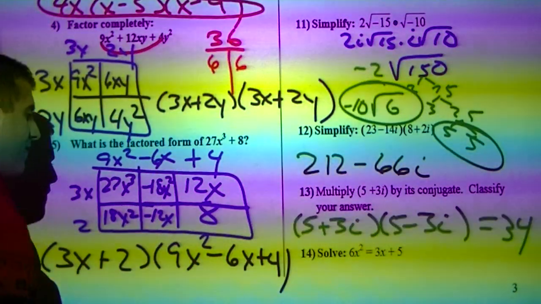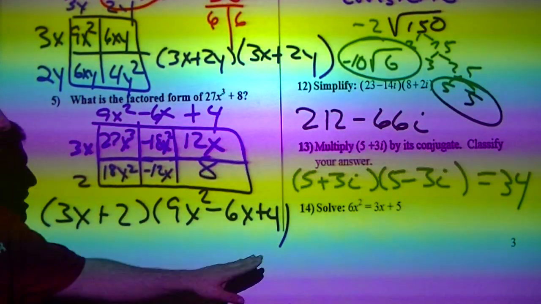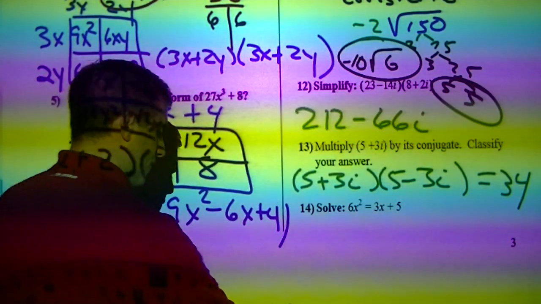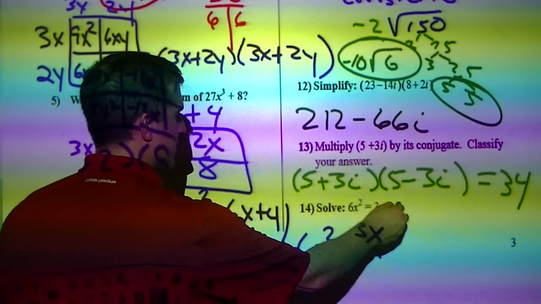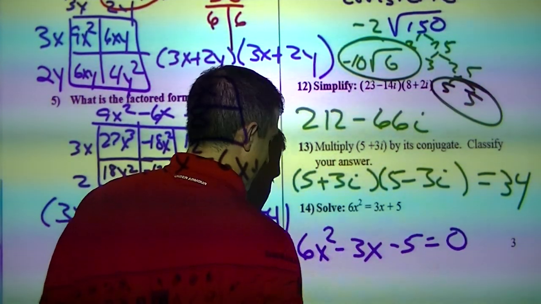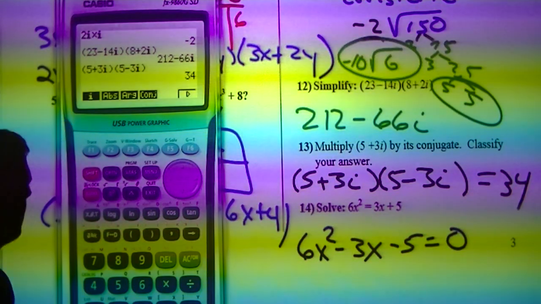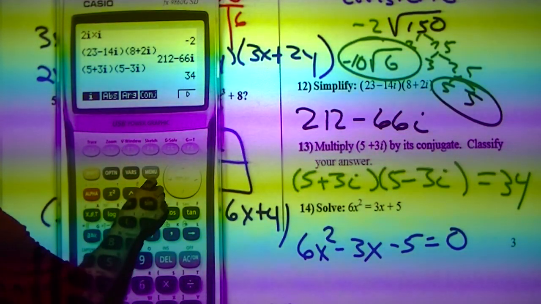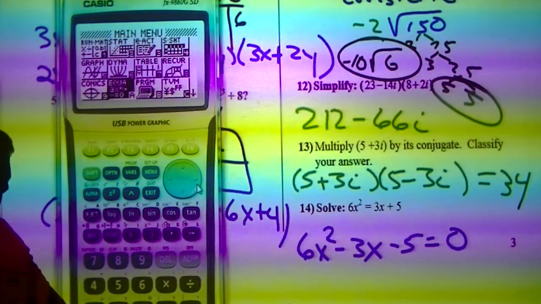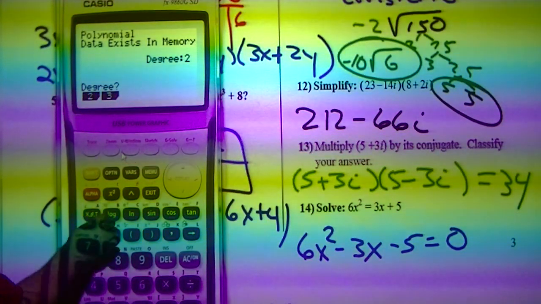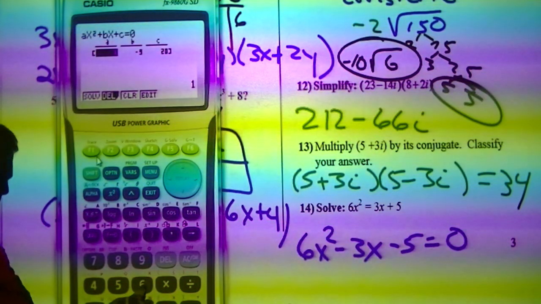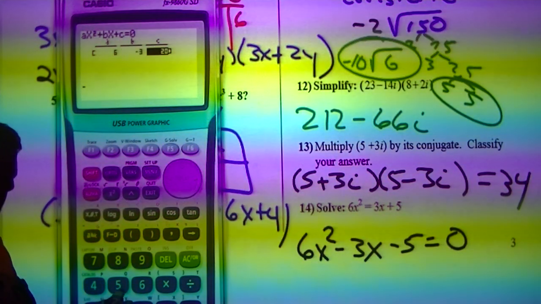Okay? Find the solution. Now, the key thing here is these all have to be over. So if that's positive 3x, that's negative 3x when it moves to that side. That's negative 5 equals 0. Okay? Now, let's see what that's going to give me. I'm going to go into menu, into equa, get into the polynomial. I'm going to have a degree of 2. I'm going to have 6, negative 3, and negative 5.